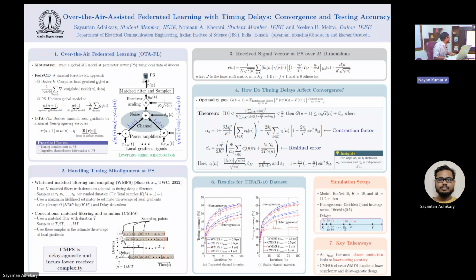Similarly, you have K such match filters, and then you take the samples at the end of the delays, like tau 1, after tau 2, after tau K. So you get K such symbols. For the entire duration of the gradient transmission, because the gradients are M dimensional, you will get a total number of samples of the order of K times M. So it's a large number of samples, and then actually what you need is this Rn, which is an M dimensional vector.